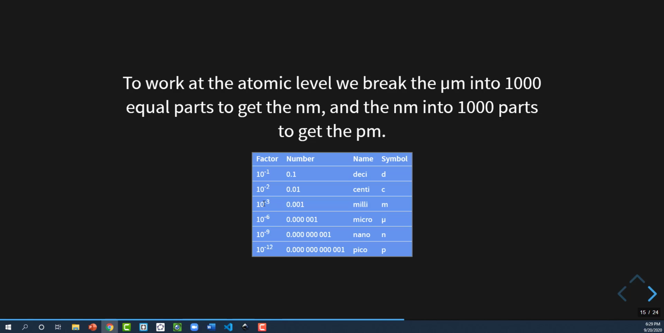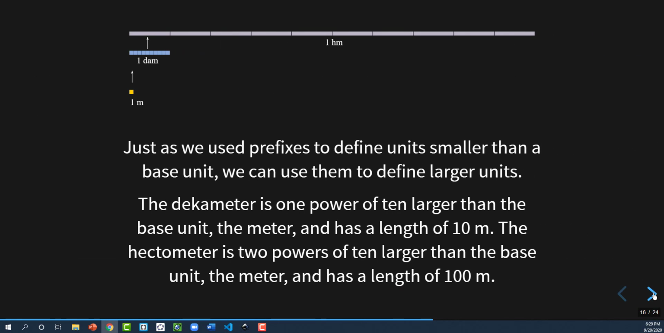Millimeter is 1,000 times smaller than a base unit. Micrometer is 1 million times smaller. Nanometer is 1 billion times smaller than a base unit. And finally, the picometer is 1 trillion times smaller than the base unit. All right, that's us talking about using prefixes to make units smaller than a base unit. And our example up to now has only been for length, for the meter. Let's go in the other direction. How do we make units that are larger than the base unit?